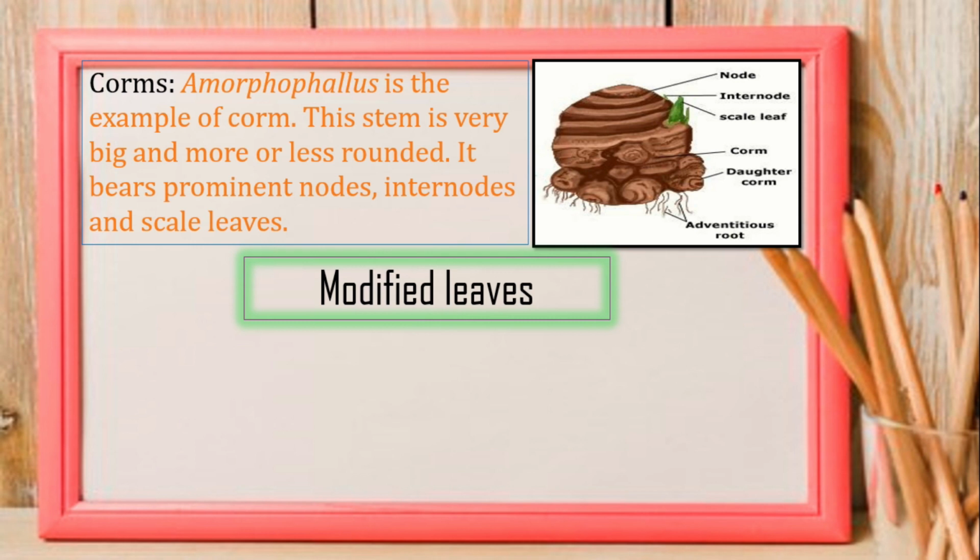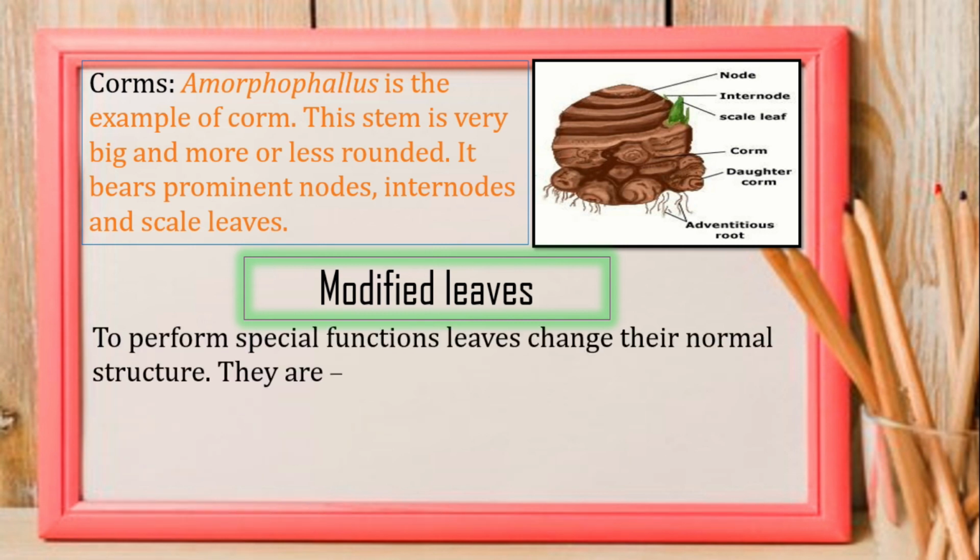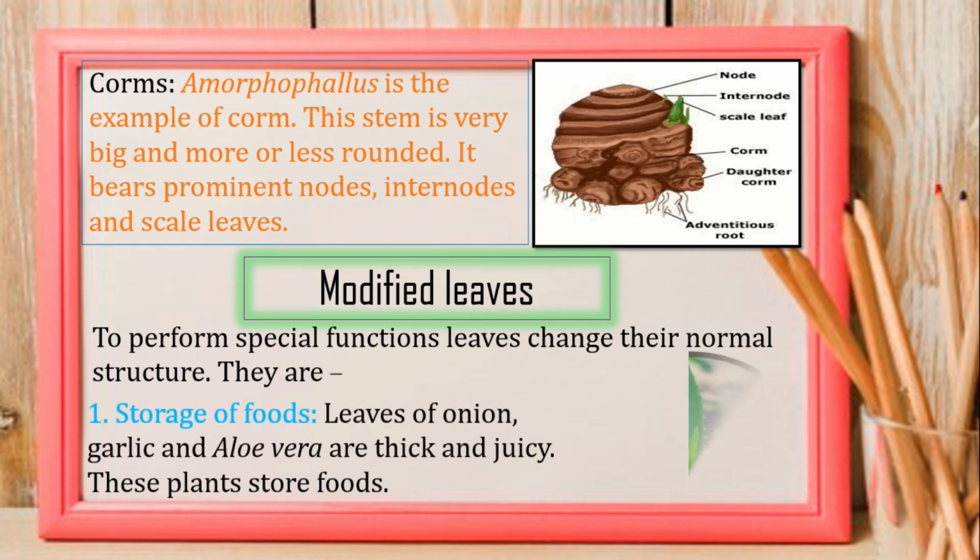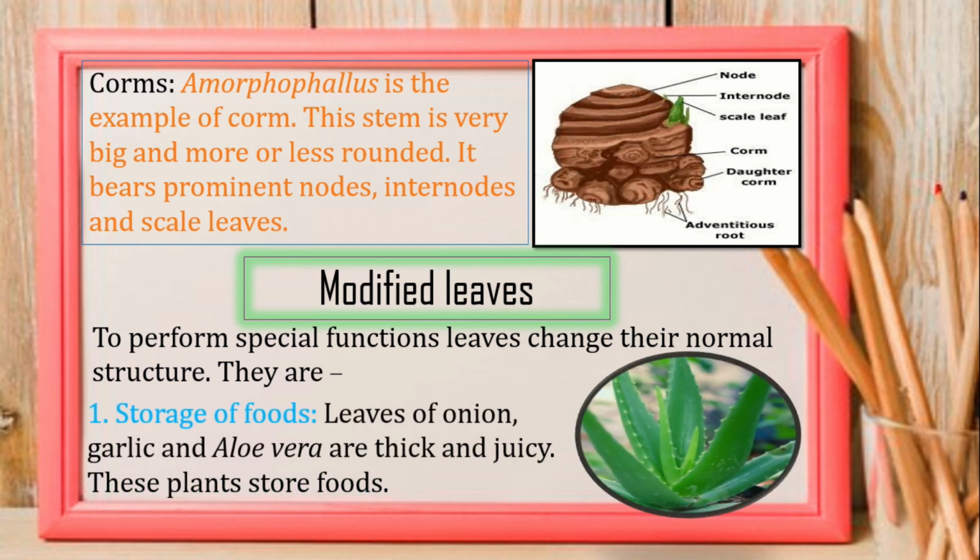Now, modified leaves. I know you have seen leaves and you are very well acquainted with the structure of a leaf. But to perform special functions, leaves change their normal structure. They store food. Leaves of onion, garlic and aloe vera are thick and juicy. These plants store food.